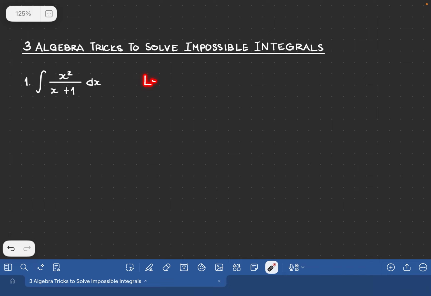You might think to let u be equal to x squared. If you do that, du will be equal to 2x dx. This seems fine, but we won't be able to have a solution for this denominator.